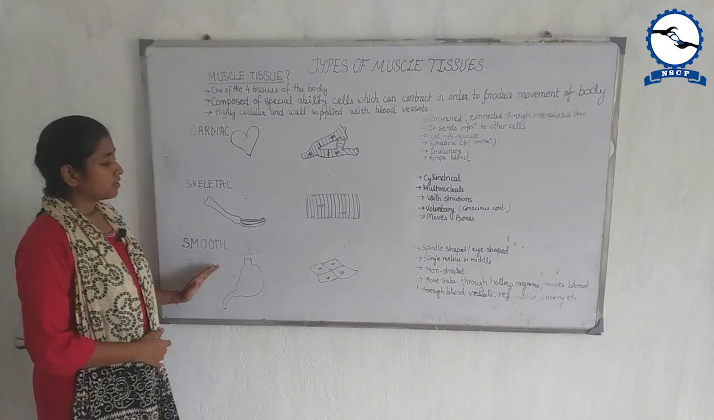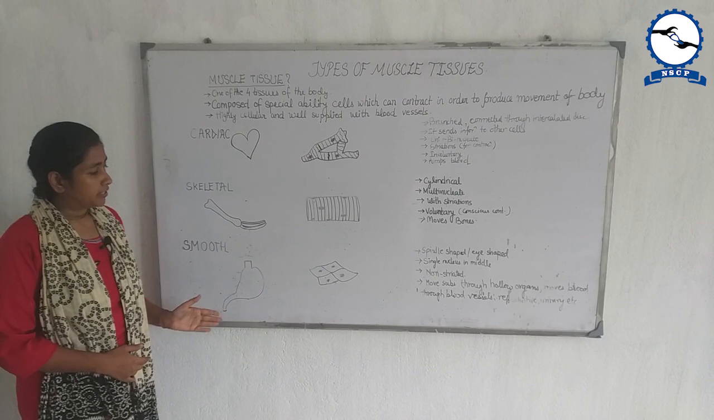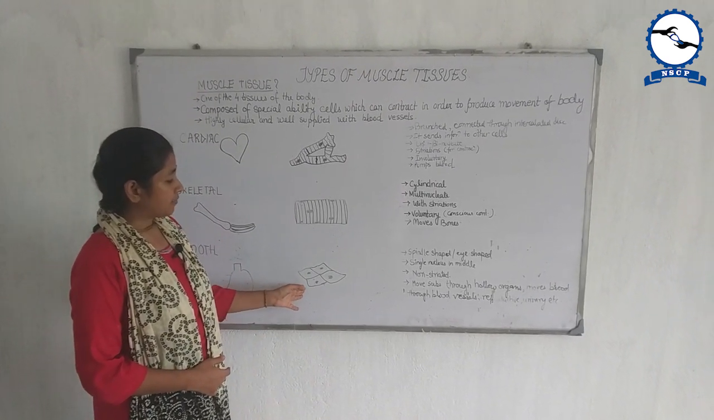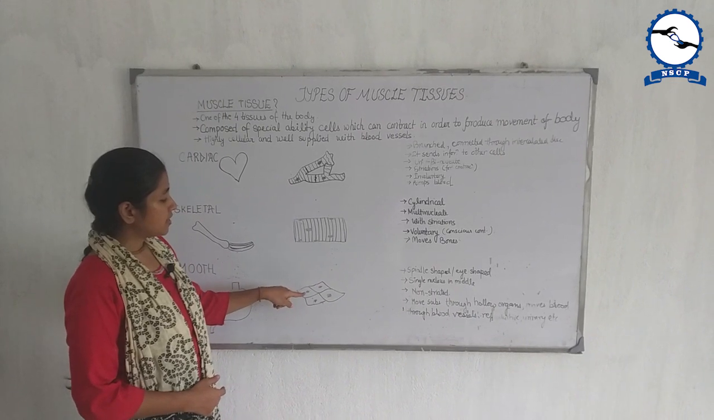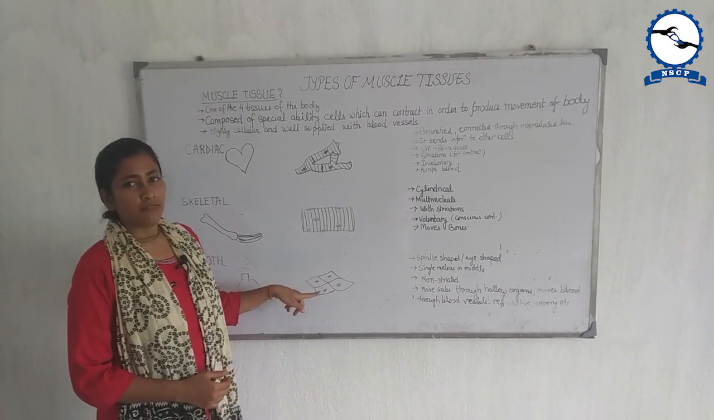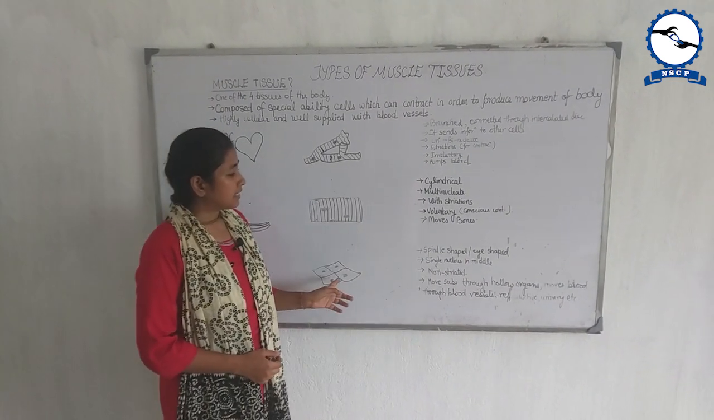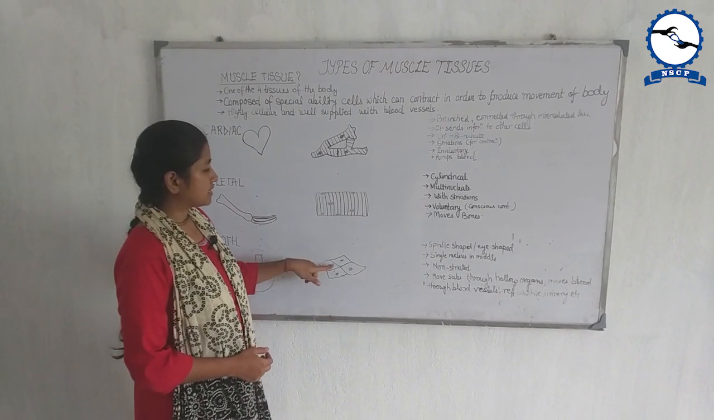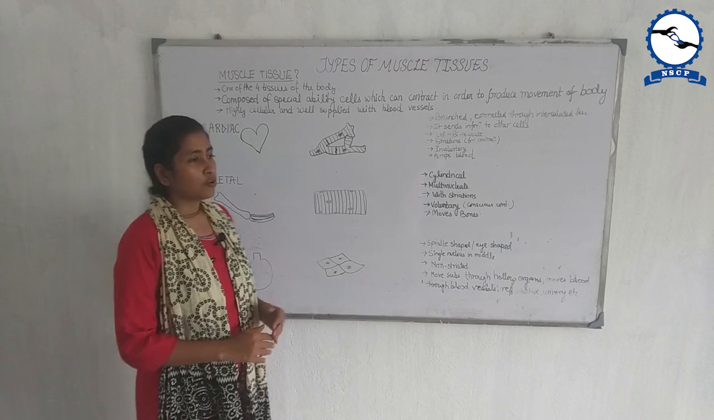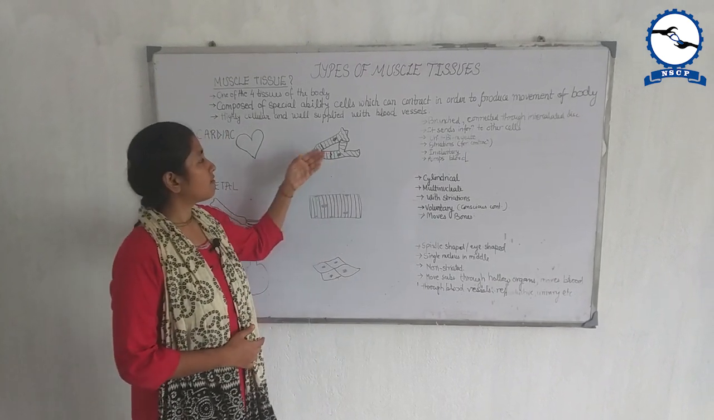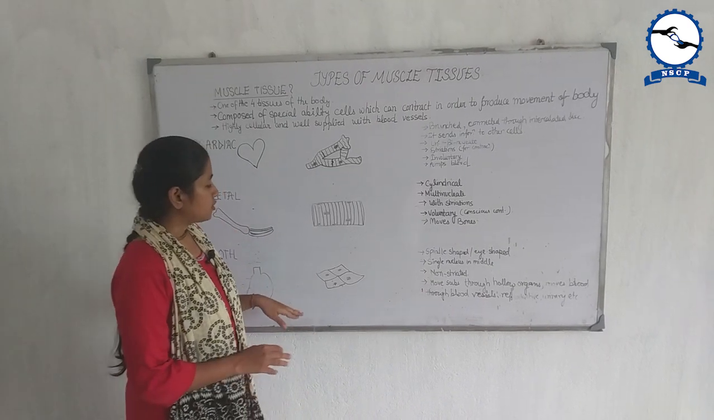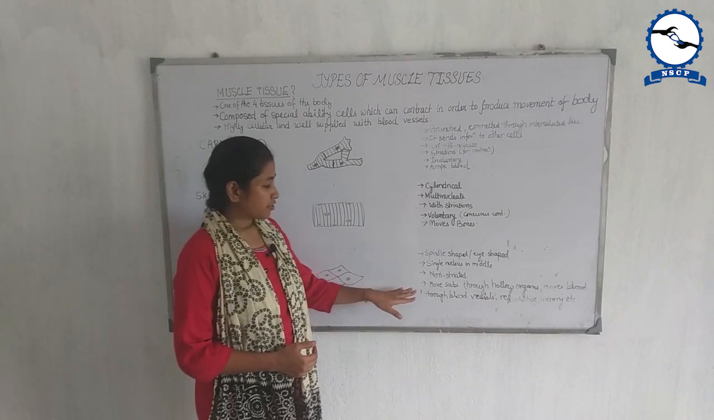Now when we talk about the smooth muscles of the body, these are spindle shaped or eye shaped. You can say the nucleus is present in the middle of the cell, and it is a single nucleus. It has a single nucleus inside the cell. These have no striations as we see in the case of cardiac muscle and skeletal muscle, because it doesn't need that type of contraction.